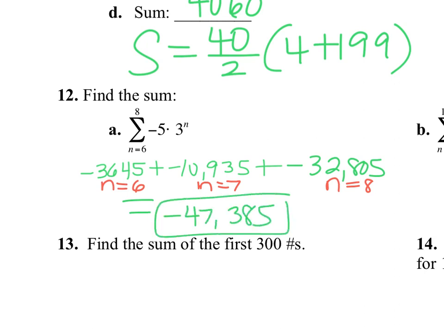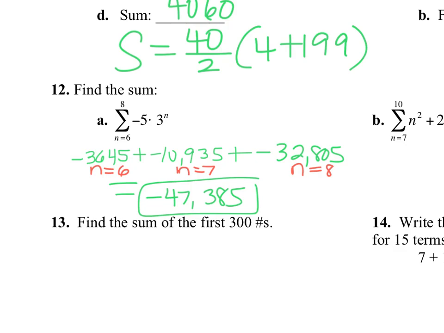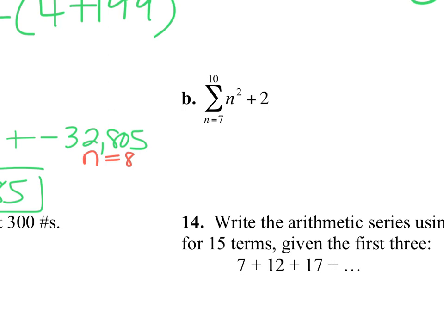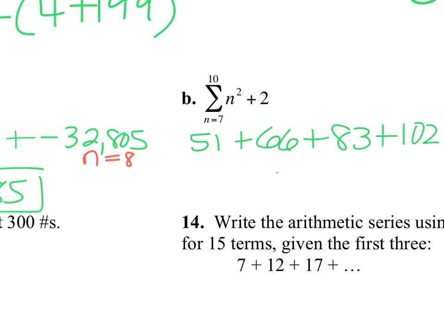I got negative 47,385. It's just 3 numbers that you have to add up. Okay, you try this one all by yourself. I'm going to plug in 7, and I get 51. Then I plug in 8, 66. Then I plug in 9, 83. Then I plug in 10, 102. You get each number, there's only 4, that's not a lot. And then you add them all up. I'm going to use my calculator. 302, who got that? Anybody get 302? Good. A lot of them did.